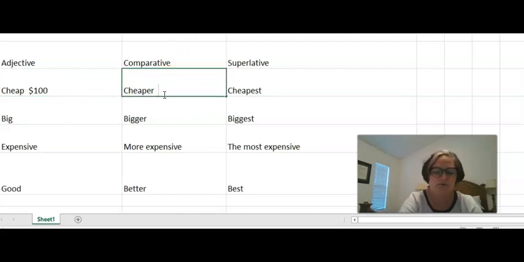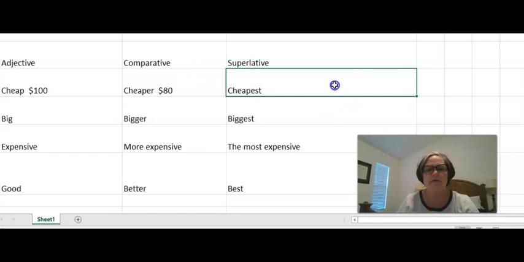Let's say this chair was $80. But what if there was another chair for sale and it was only $60? So a cheap chair is $100, but cheaper is $80. But the cheapest chair you could buy, maybe $60.